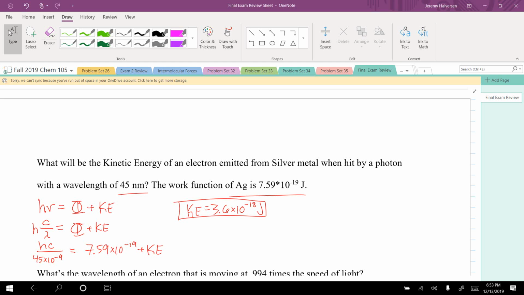Yeah, the kinetic energy changes, because if I switch from a green laser to a purple laser, all I've done is upped the energy of my laser, right? So it's going to kick off electrons faster.